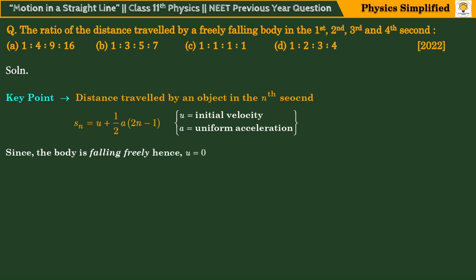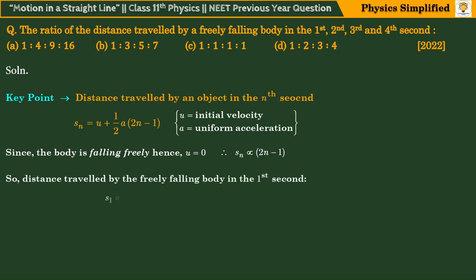of the body is the acceleration due to gravity, which is uniform, hence, we can write s suffix n proportional to 2n minus 1. Let us apply this relation to find out how distance traveled by the freely falling body varies with time. The distance traveled by the body in the first second is thus given by s1 proportional to 2 into 1 minus 1, that is 1.